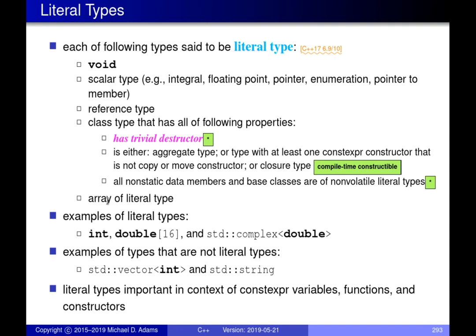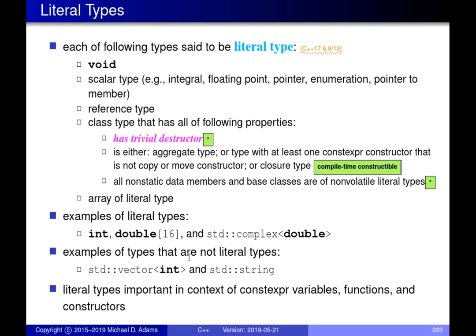The last kind of thing that can be a literal type is any array of literal type. I have listed some examples of literal types like int, double, and an array of doubles, for example double[16]. std::complex is also an example of a literal type. If you dig into the properties that that particular class has in the standard library, it meets the requirements of a literal type.